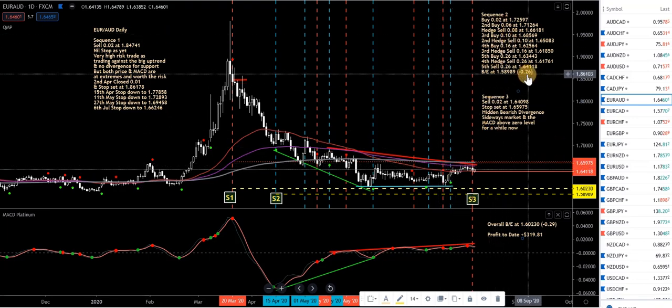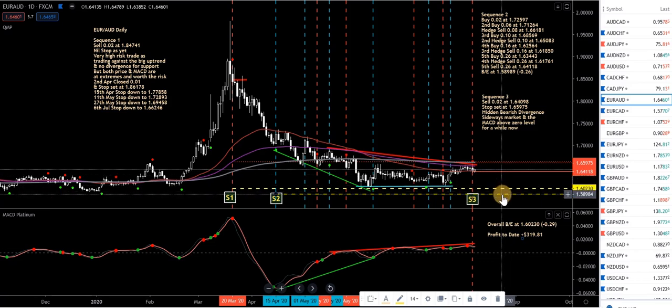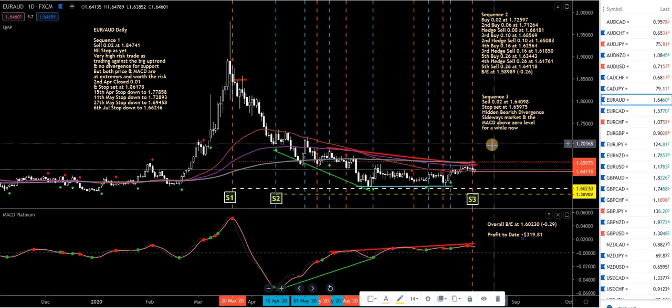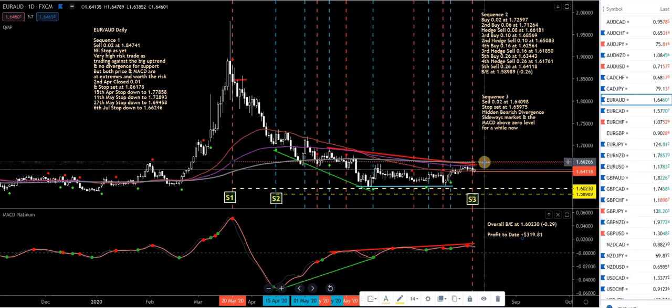That's all here. Break even is 158, which is all the way down here, which is not that far on this pair, but it looks like a long way. And sequence 3 is a new sell in here with a stop in place up there, also close to the same stop as sequence 1.